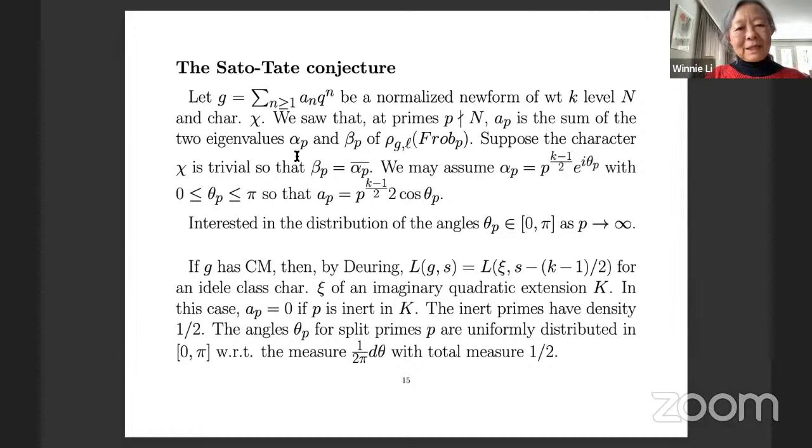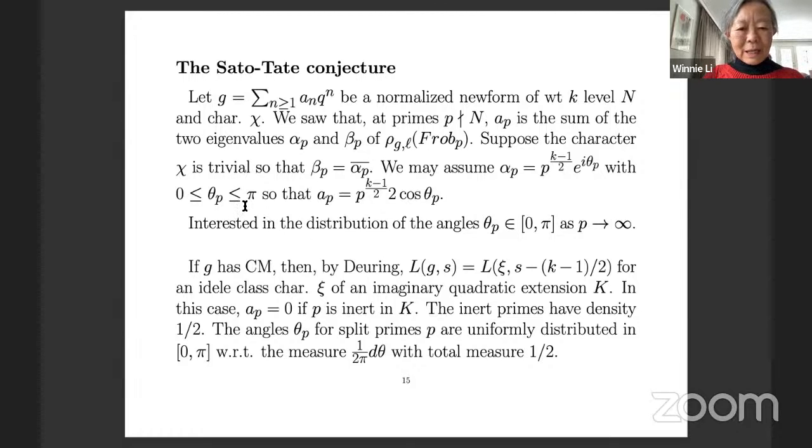Let me say it again. We fix this normalized new form. We look at the p-th Fourier coefficient, which is the eigenvalue of the Hecke operator T_p, and we write it as p to the (k minus 1) over 2 times twice the cosine of theta_p. As p varies, we collect a family of angles, theta_p. We want to understand how these angles theta_p distribute in the interval between 0 and pi as p goes to infinity.